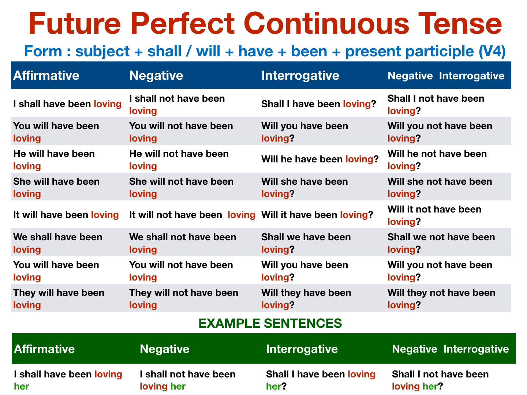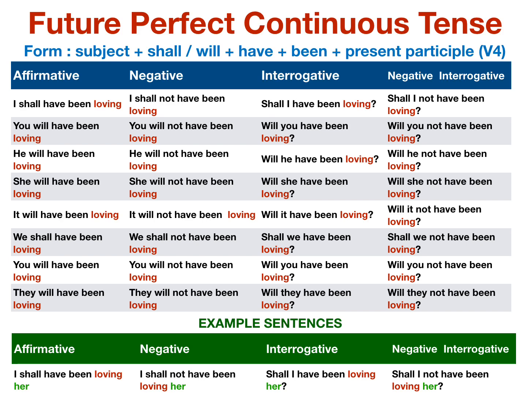We shall have been loving. We shall not have been loving. Shall we have been loving? Shall we not have been loving? You will have been loving. You will not have been loving. Will you have been loving? Will you not have been loving?